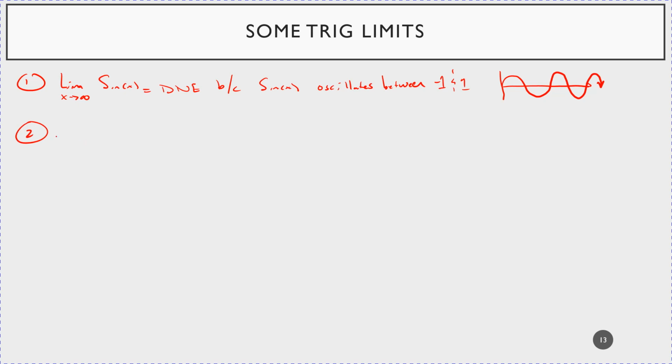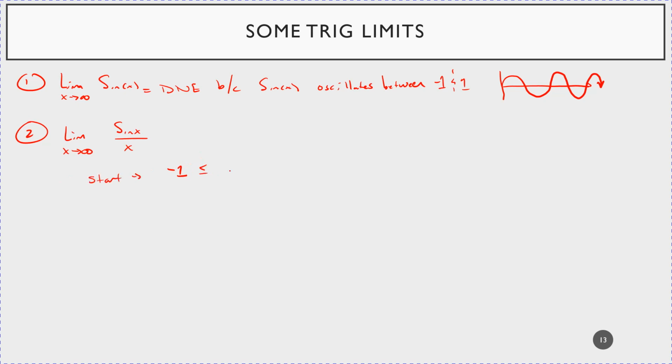But now let's check out this one. Let's look at the limit as x goes to infinity of sine of x over x. Well, how are we going to even start this? It's a really interesting problem. You start by doing this. Just look at sine. So this is how we start this one.